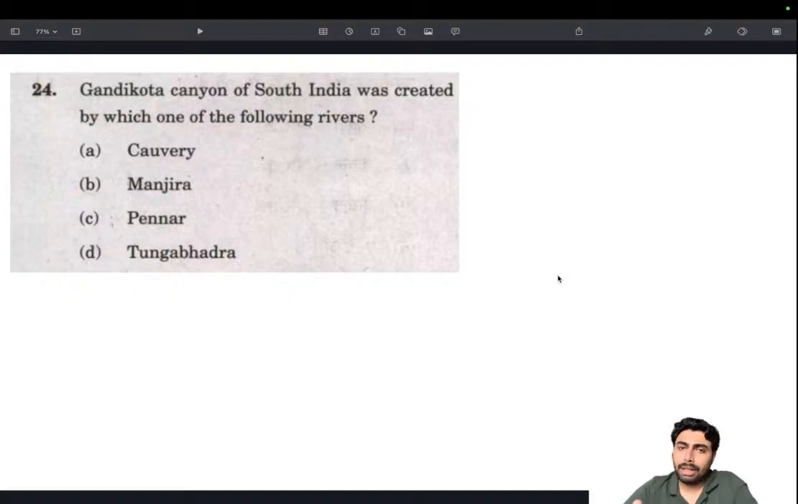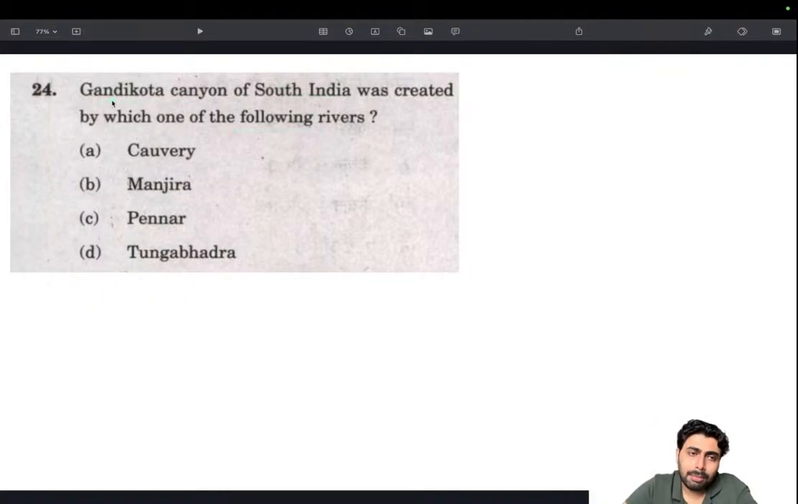Moving on. Again, a very factual question, and this is one question where I honestly admit I just got lucky, because I had only a little knowledge. First of all, Gandikota Canyon of South India was created by which of the following rivers? Right off the bat, I think I missed it entirely.